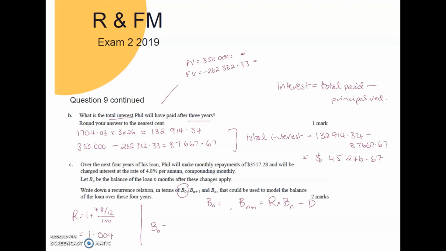And so now we can put that together. So as we said, our initial value is 262,332.33. The balance in the next month will be our R value, 1.004, times the current balance and minus the payment of 3517.28. That was worth 2 marks. Sometimes the mark will go to calculating the R value. It may have been giving the correct initial value, but there is definitely at least 2 components there, putting it together and calculating a value.